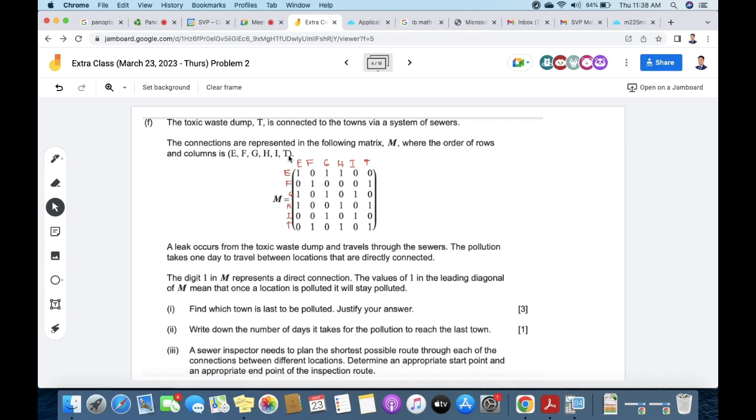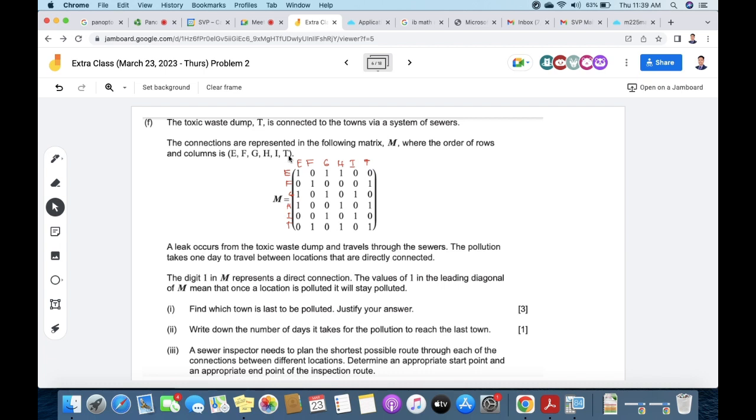Okay, stop. Can you tell me what the one means? Whenever I see a one here, what does it mean? Anyone? Very good. Take note, we're talking about the sewer. So it's not the town, but it's the sewer. So deep beneath the road, perhaps the sewers between the towns are connected.